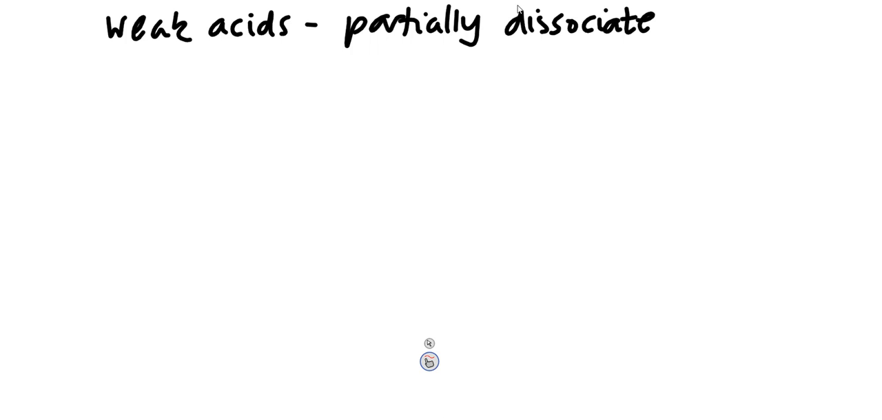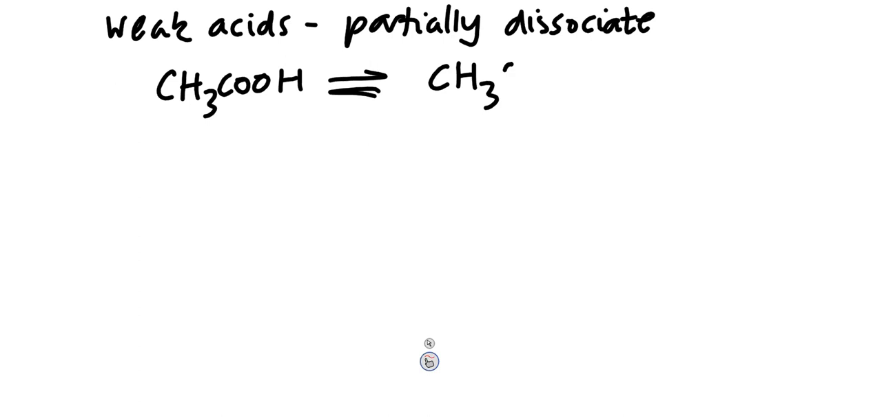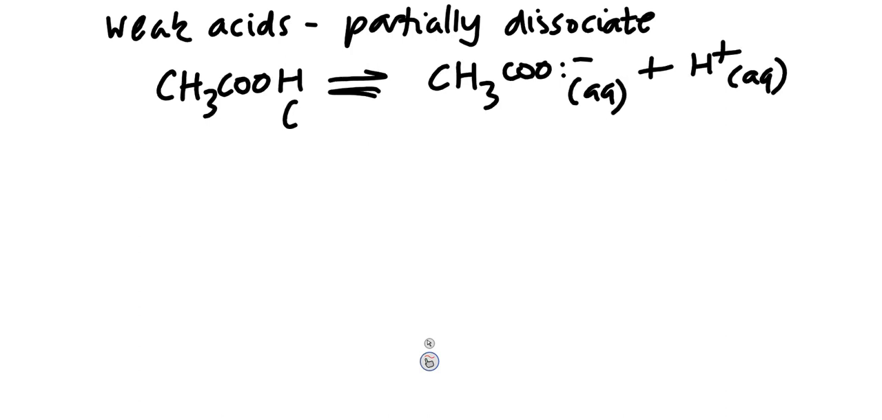Okay, as we've said, weak acids partially dissociate. So let's take a weak acid. Let's think about ethanoic acid. There's going to be an equilibrium between the ethanoate ion and protons and the undissociated acid.